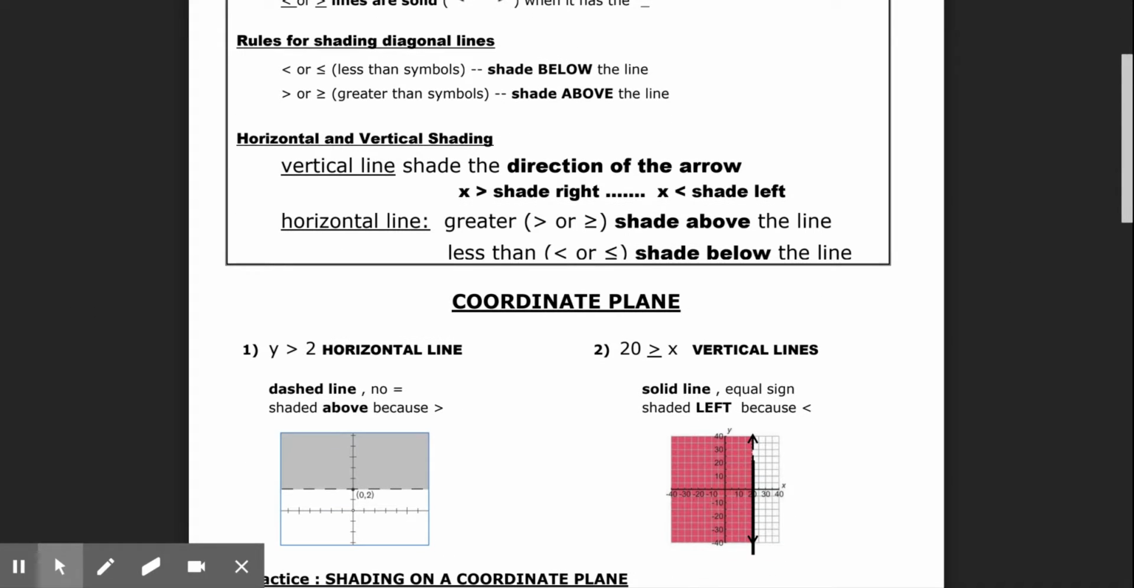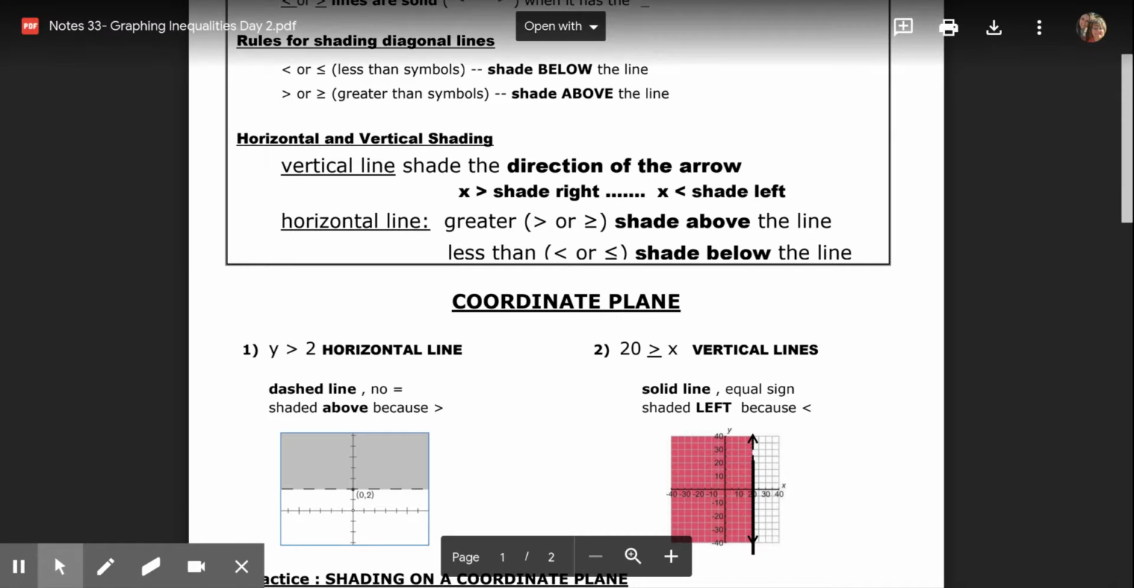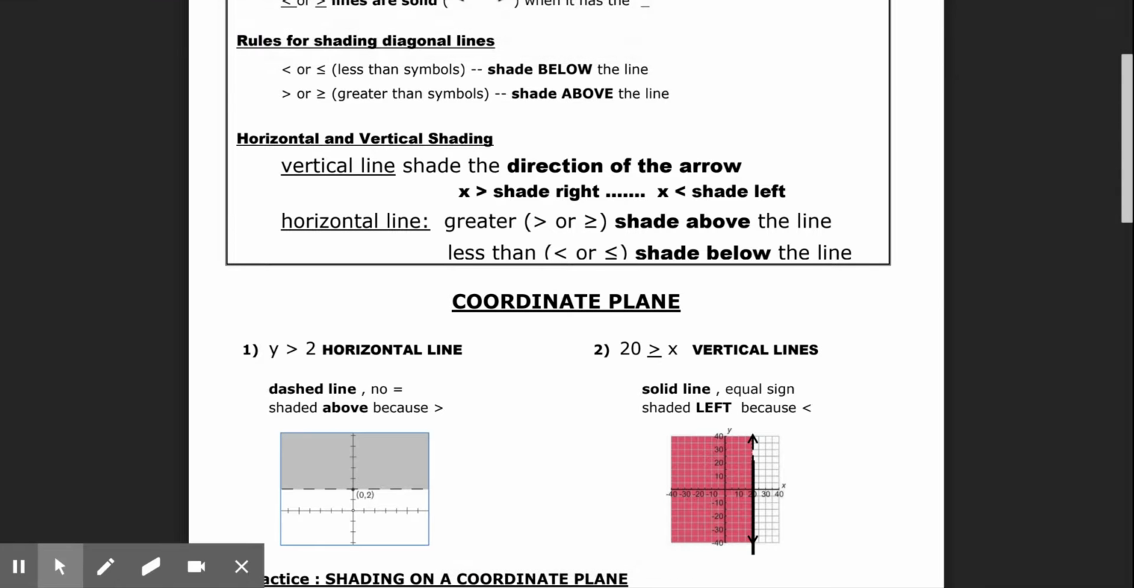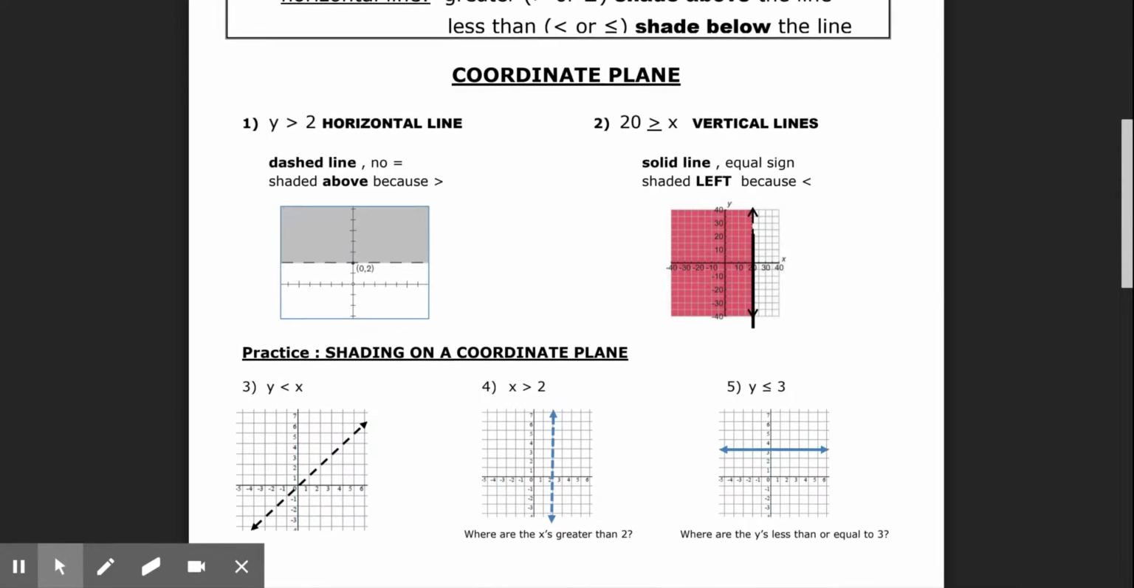Then what's new today is horizontal and vertical shading. So if it's a vertical line, that means it's going to go through the x-axis. You're going to shade right or left. And if it's a horizontal line, it's going to go through the y-axis, and you're going to either shade above or below. So let's take a look at problem number 1.